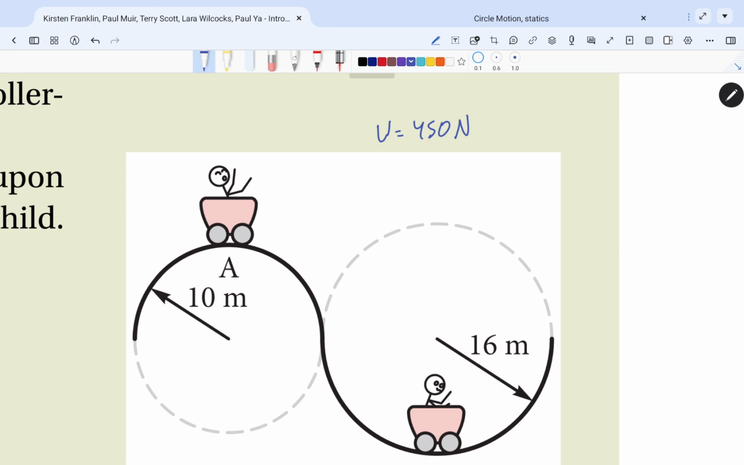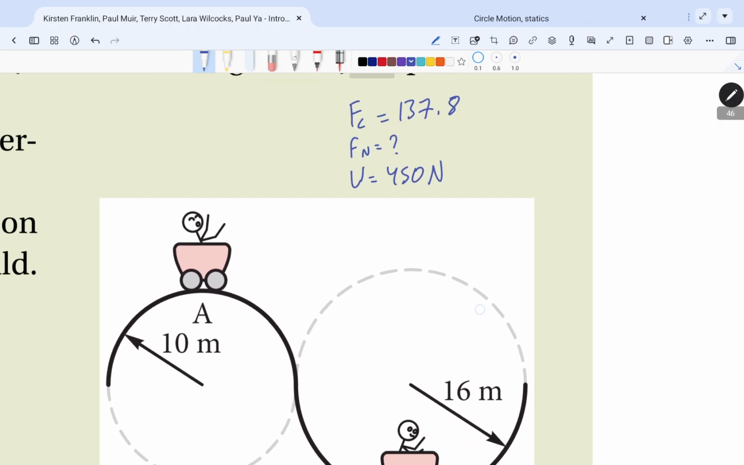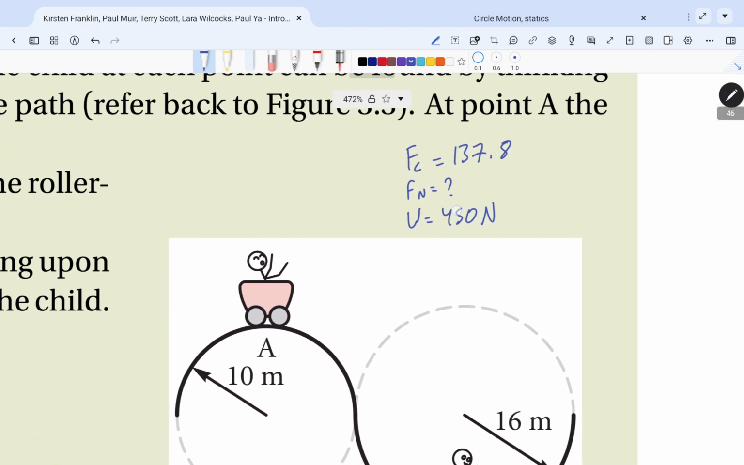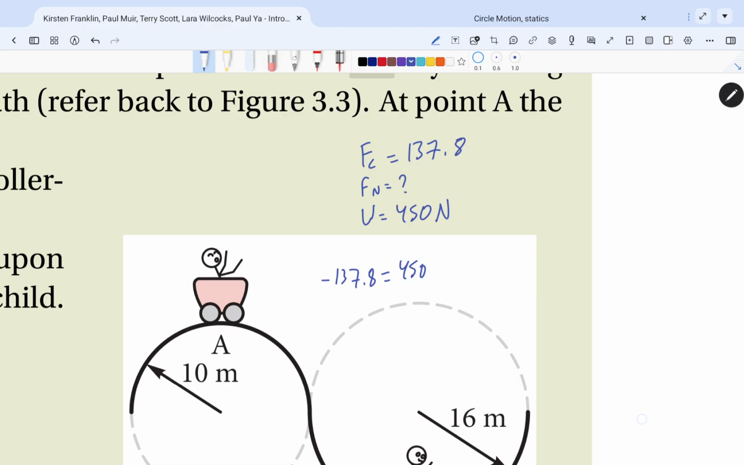How about the centripetal force? That's pointing up, that's negative. The centripetal force, Fc, equals the mass, 45, times 7 squared divided by the new radius, which in this case is 16. This ends up being 137.8. And finally, we're looking for the normal force, which is also pointing up, in the negative direction. So remember, the centripetal force is pointing up, negative 137.8 equals gravity pointing down, positive 450, minus the normal force, Fn.